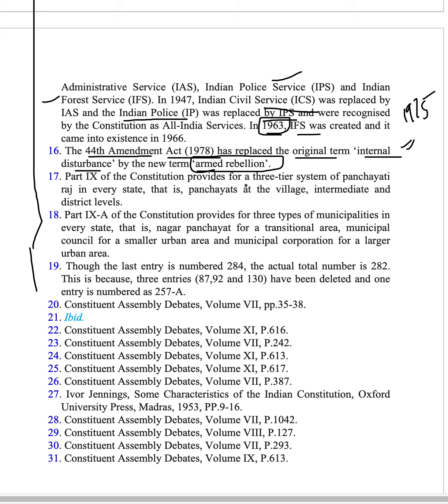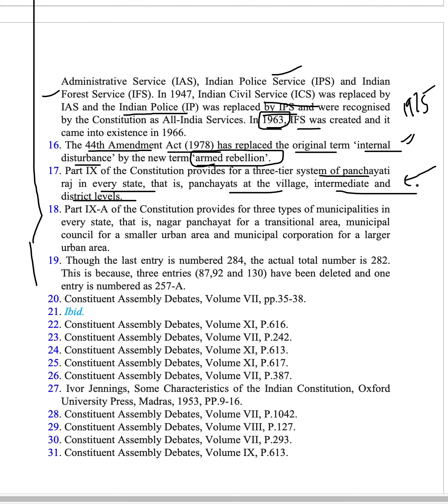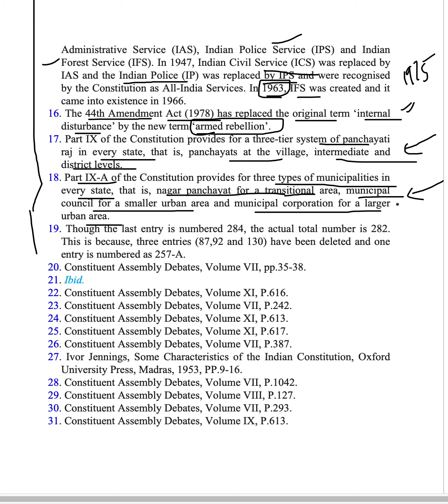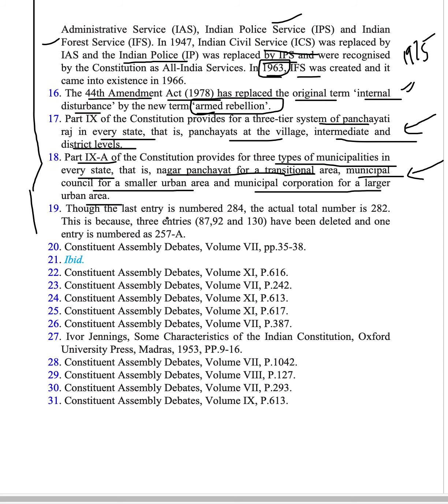Now part 9 of the constitution provides for a 3-tier system of panchayati raj in every state, that is panchayats at the village, intermediate and district levels. So this has been incorporated in the constitution itself. Then part 9A in the constitution provides for 3 types of municipalities in every state, that is Nagar Panchayat for a transitional area, municipal council for a smaller urban area, and municipal corporation for a larger urban area. The features of these 3 types, Nagar Panchayat, municipal council, and corporation, you will study later.